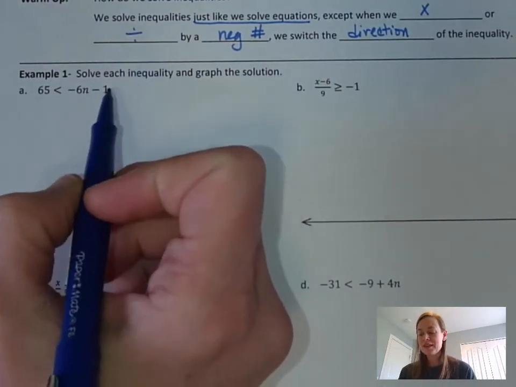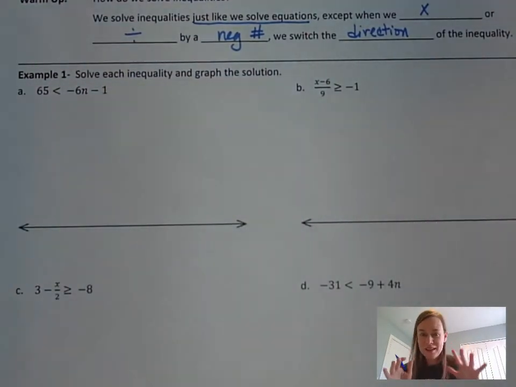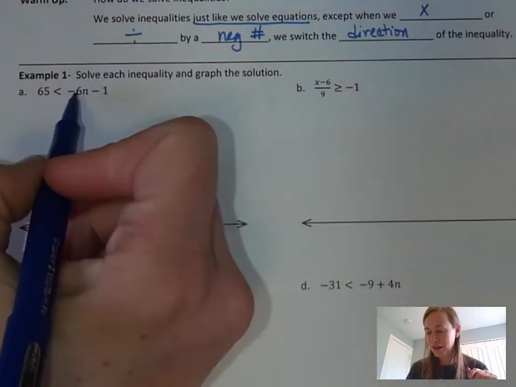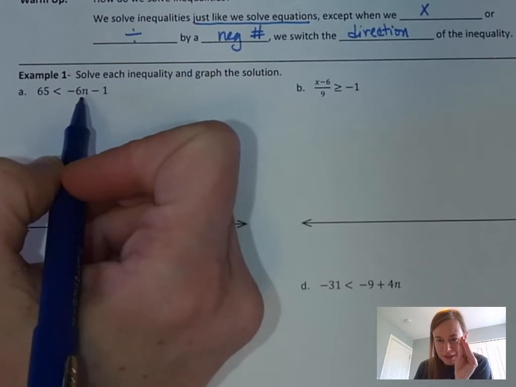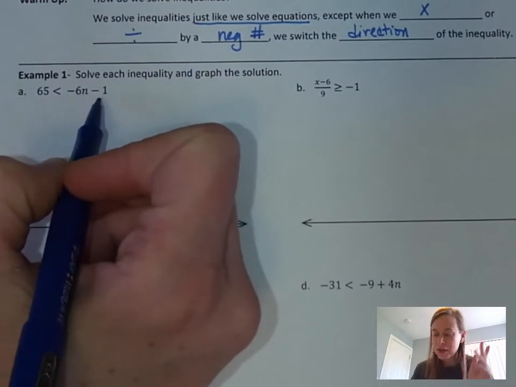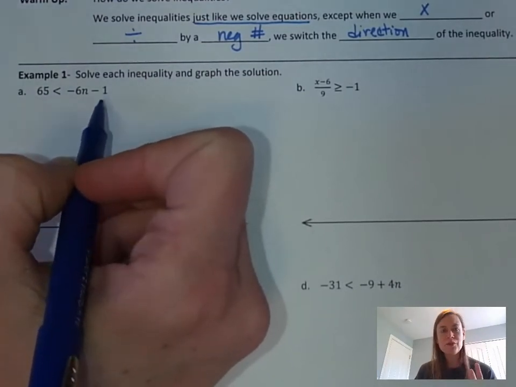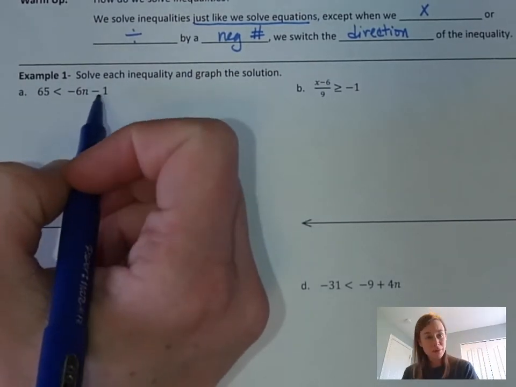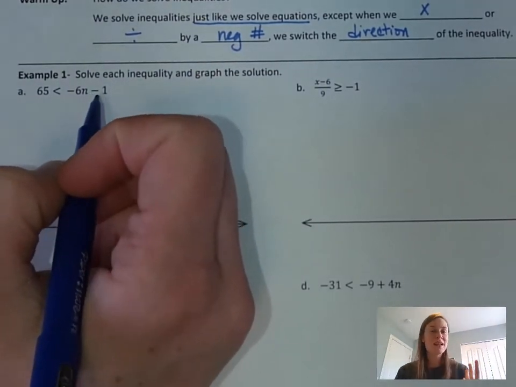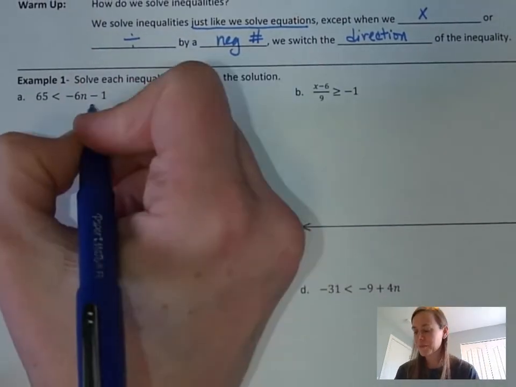Well, you want to get rid of the one that's not attached to the variable. So you see right now how the negative 6 is attached to the variable? It's right beside it because it's multiplying. You want to get rid of the one that's further out. You want to get rid of the one that's added or subtracted first. And we're going to get rid of it by performing inverse operation. Right now it's minus 1, so we're going to do plus 1.